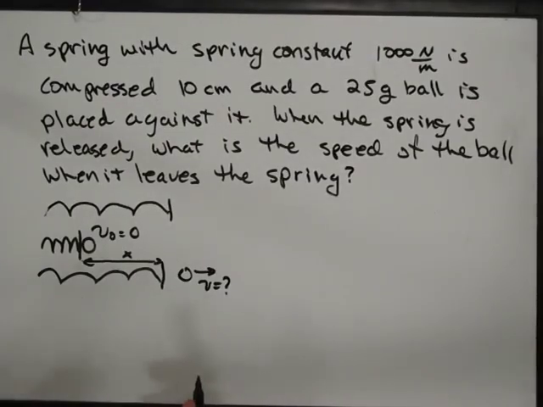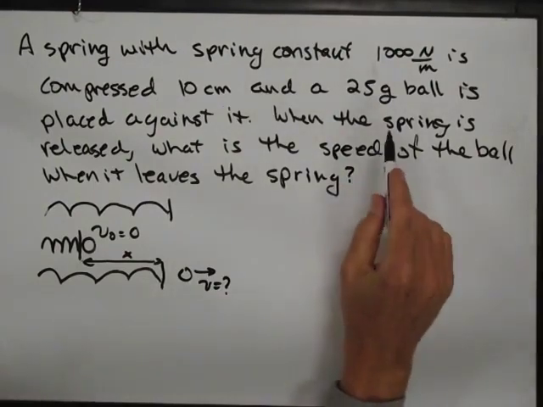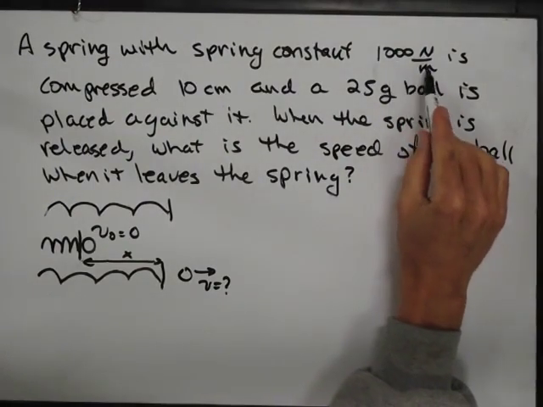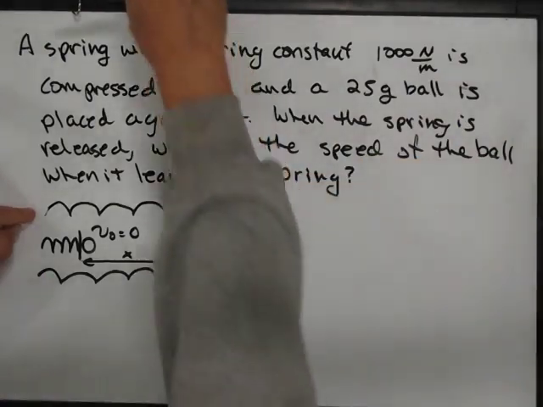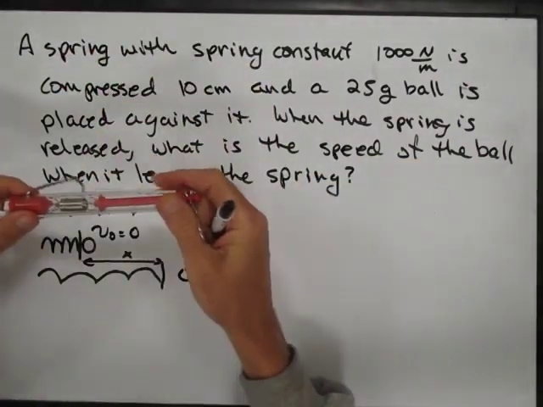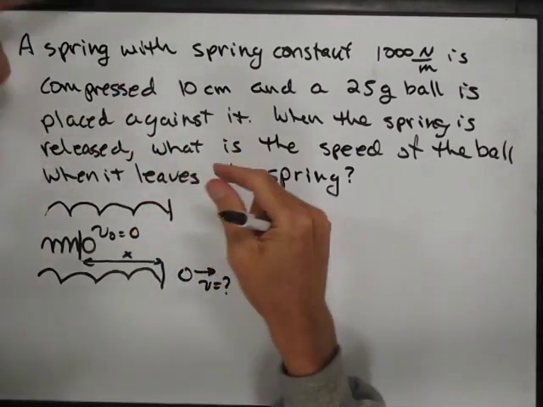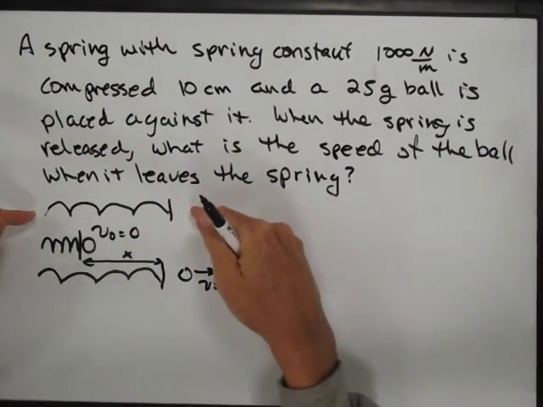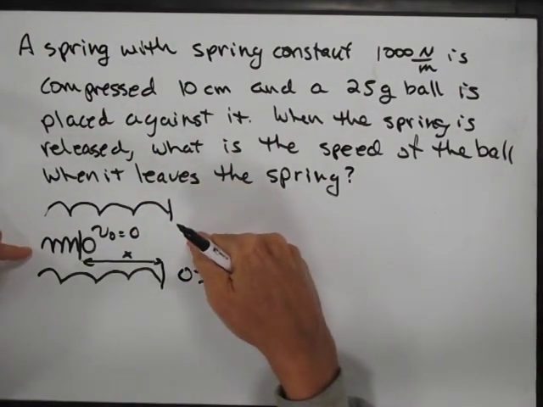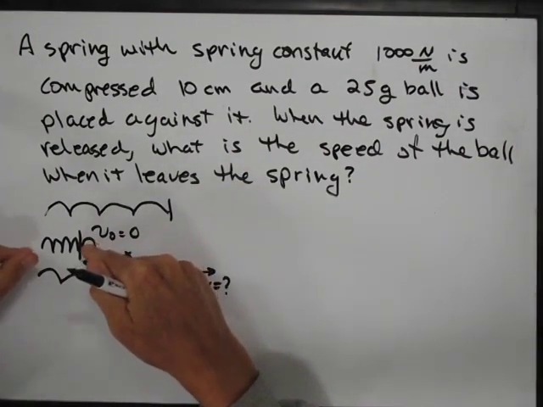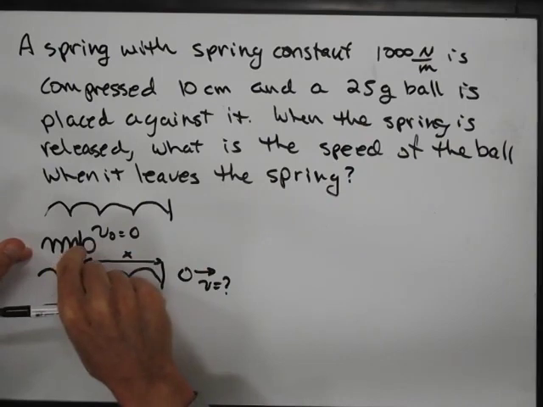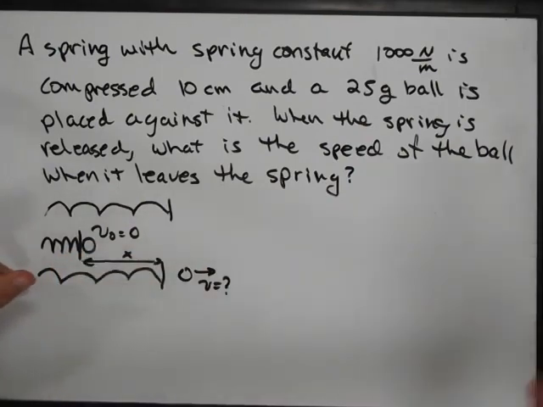So here's a simple spring problem. Here's the idea. The spring has a constant of 1,000 newtons per meter, and it's compressed 10 centimeters. And so here it is in its relaxed position. This is a spring that's getting squished, so maybe that's not the best example. But it's relaxed like this, and I push it all the way in like this, and then I put a marble on it and release it, and it shoots the marble out.